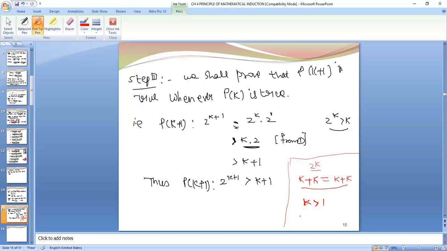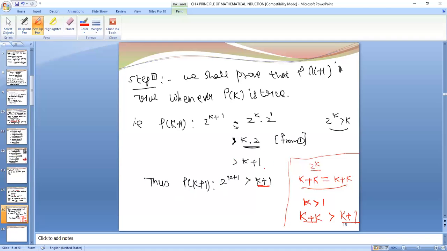If k is greater than 1, adding k to both sides, k plus k will be greater than k plus 1. That is why instead of 2k, we are writing k plus 1. You need not prove it, you have to write only the steps. 2k is greater than k plus 1, because 2k is greater than k, and 2k you can write as greater than k plus 1, which proves that P(k+1), such that 2^(k+1) is greater than k plus 1.